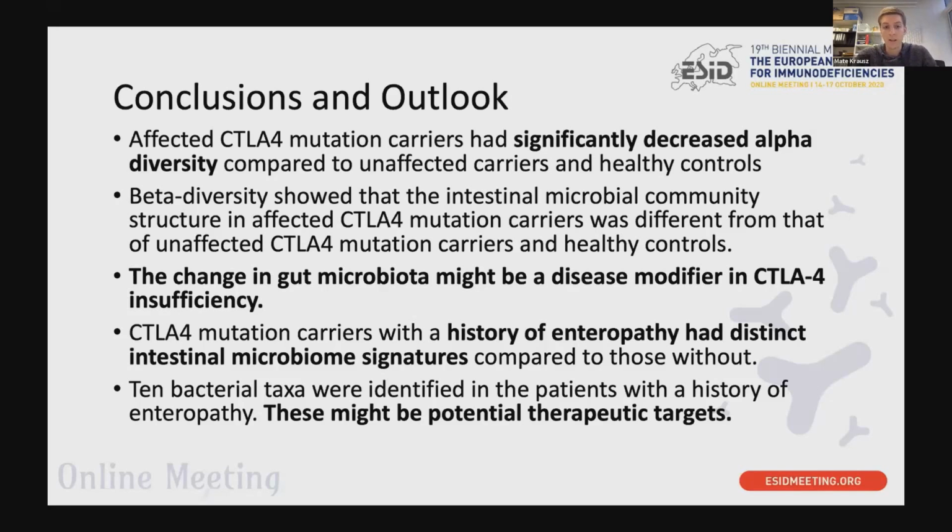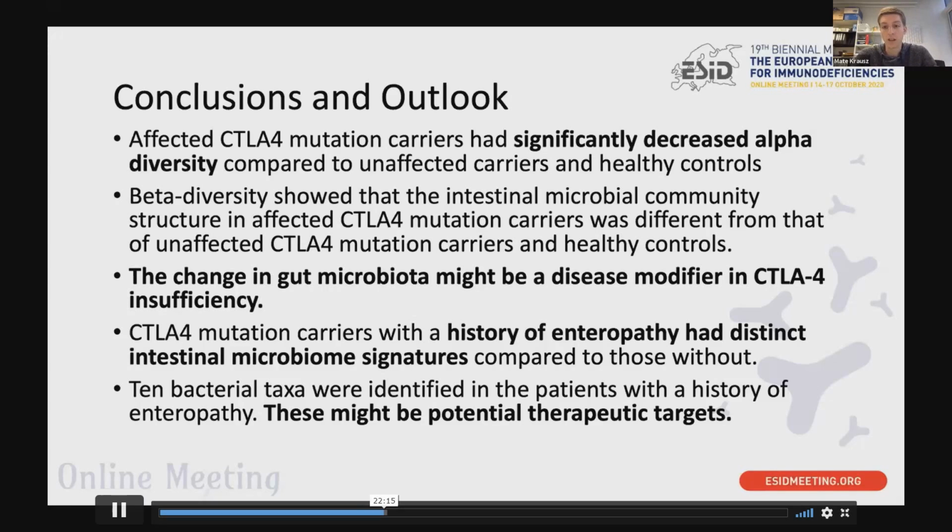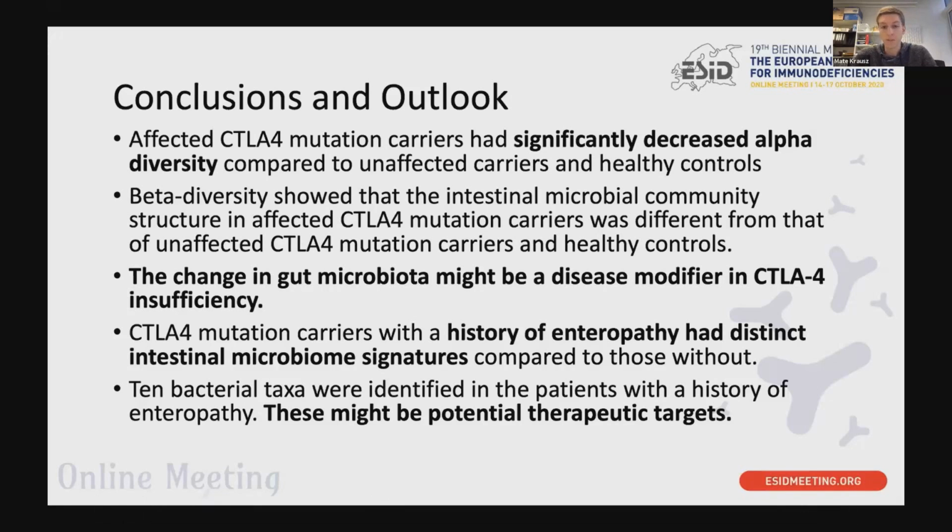Regarding the enteropathy, we found that the mutation carriers with a history of enteropathy have a distinct signature that is in some part similar to the microbiome reported in inflammatory bowel disease. These identified taxa that were significantly upregulated or depleted in the gut might be future potential therapeutic targets.